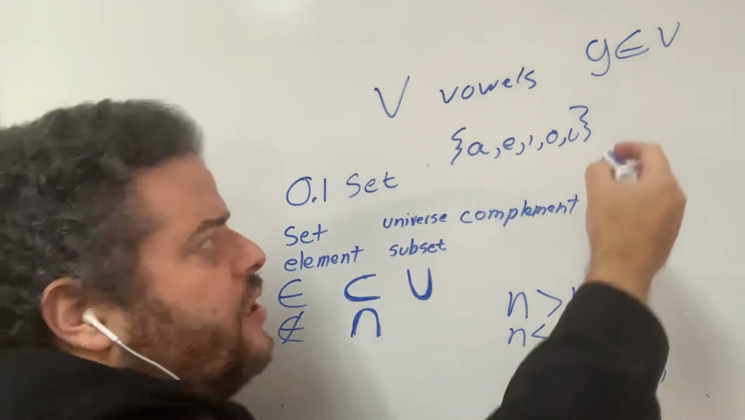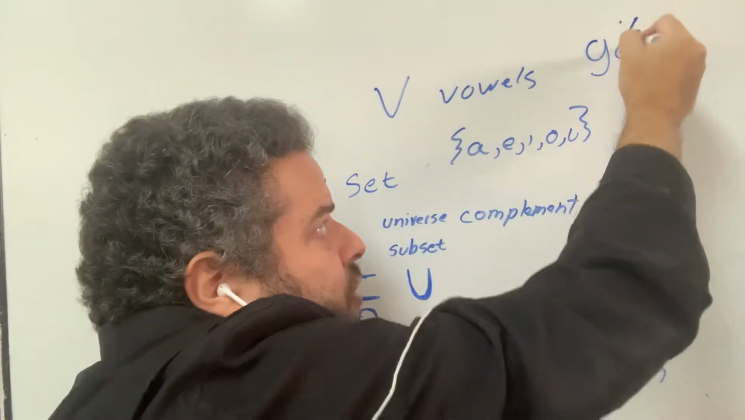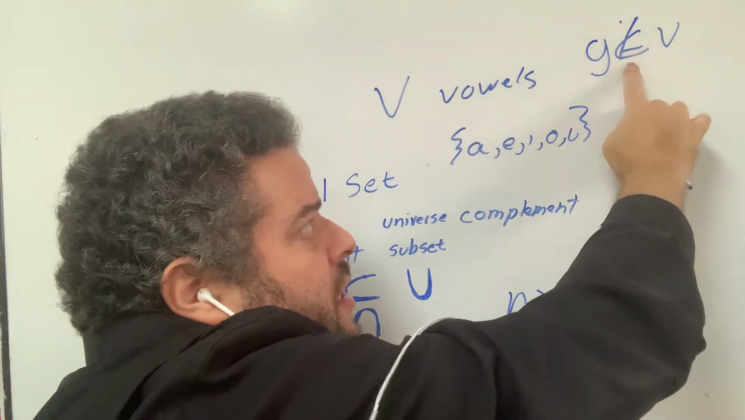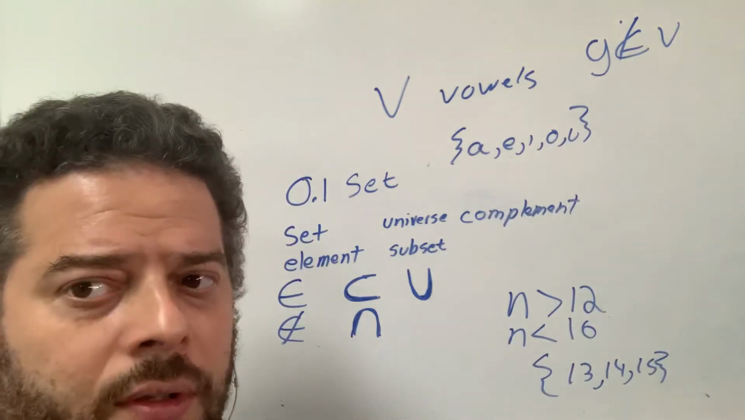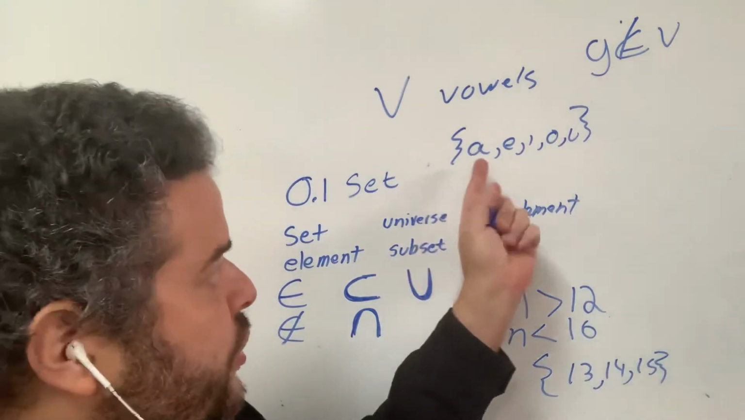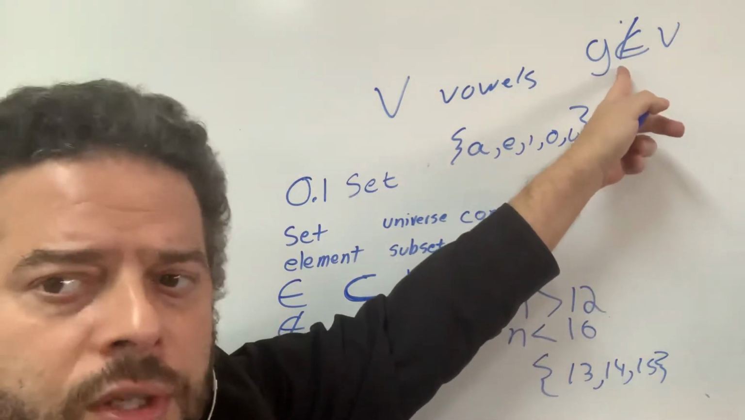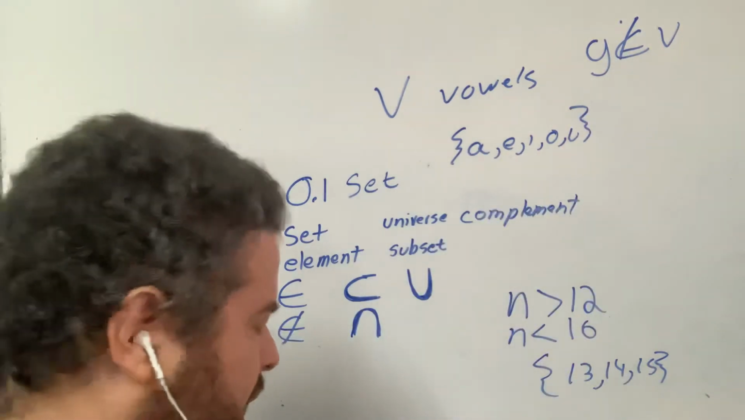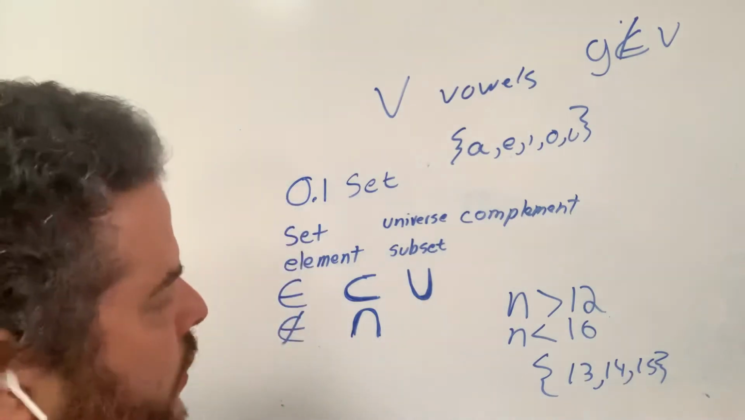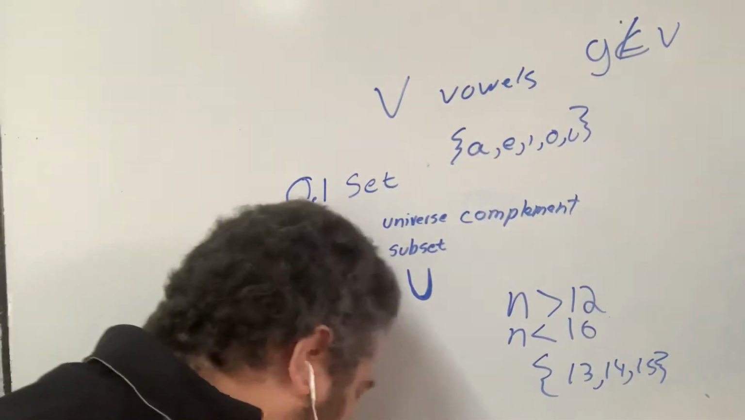If I were to switch this question and change it to this, does G not belong to the vowels? Then it would be true, because G does not belong to my vowels. So now this question would be true. Again, start getting used to true and false, yes and no, etc.